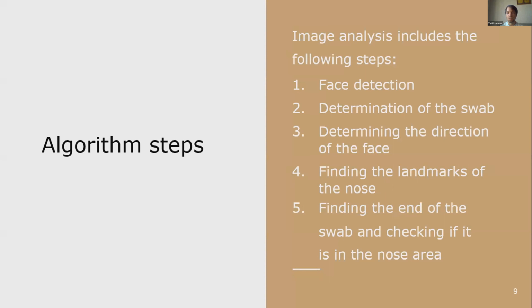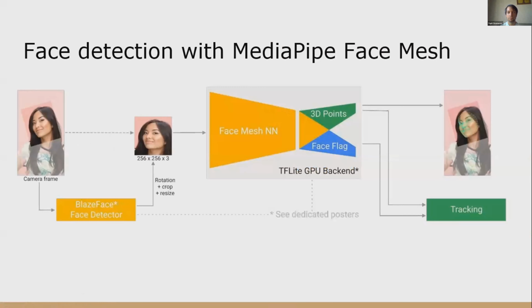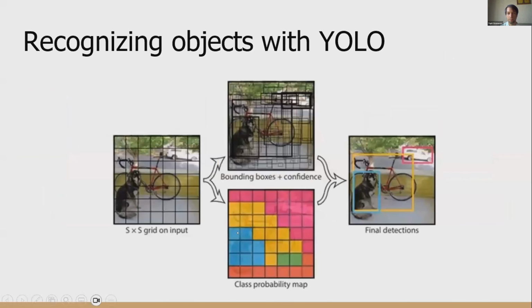For the algorithm, we had the following steps: face detection, determination of the swab, determining the direction of the face, finding the landmarks of the nose, finding the end of the swab, and checking if it is in the nose area. For face detection, Media Pipe Face Mesh was used. For object recognition, YOLO v5 was used.